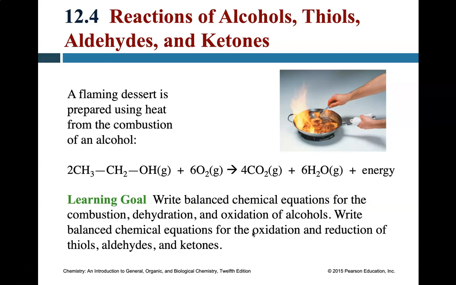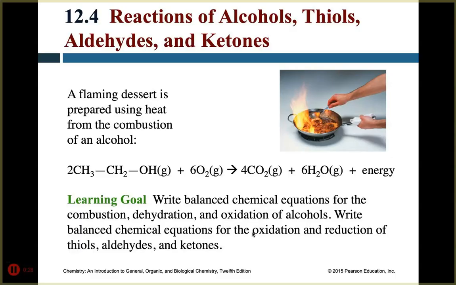Hi everyone, this is going to be the final third of the chapter 12 lectures. We've spent the first two lectures naming and studying the structure of alcohols, thiols, aldehydes, and ketones. What we're going to look at now is just a select few types of reactions that these molecules can undergo. Predominantly, we'll be looking at oxidation reduction reactions.